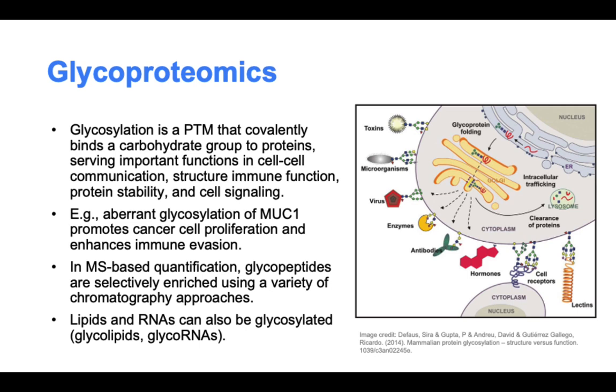And then how we measure glycosylation is also using MS-based quantification, at least for the proteins. So similar to phosphoproteomics, glycopeptides are also quantified by mass spec. And then there's a variety of chromatography approaches depending on the size and the characteristics of the glycoprotein. You can use different extraction methods to separate out the glycopeptides from the other peptides. But it's also subject to many of the same limitations that we mentioned for phosphoproteomics.